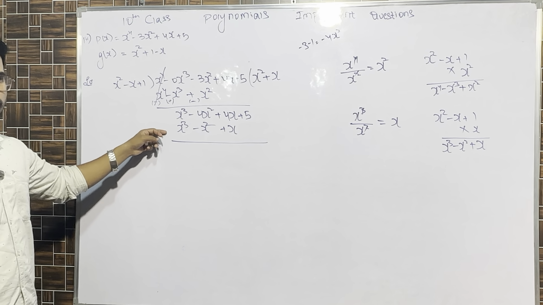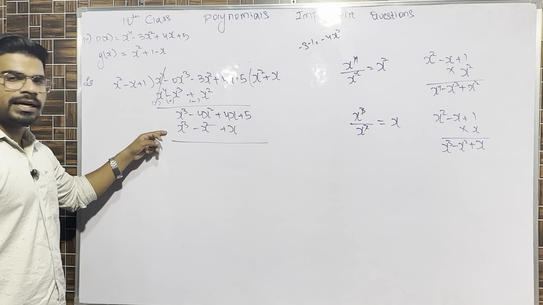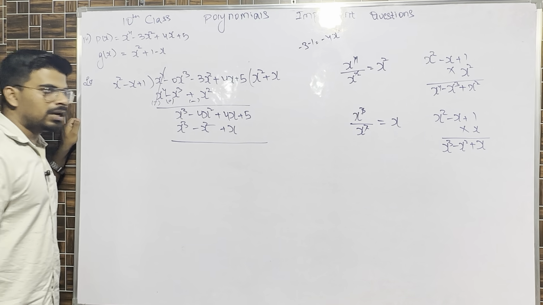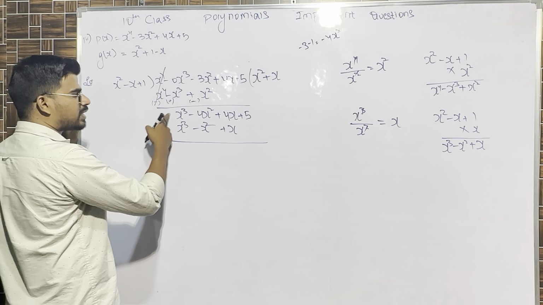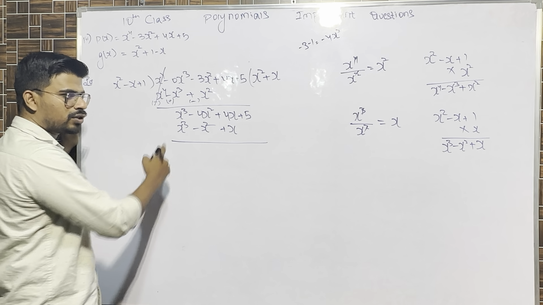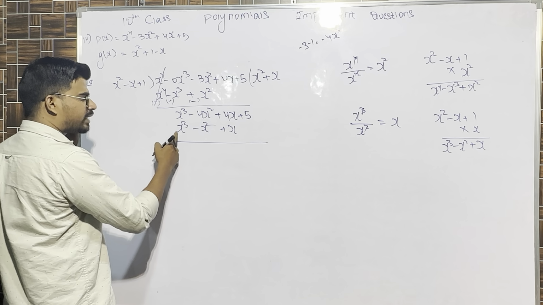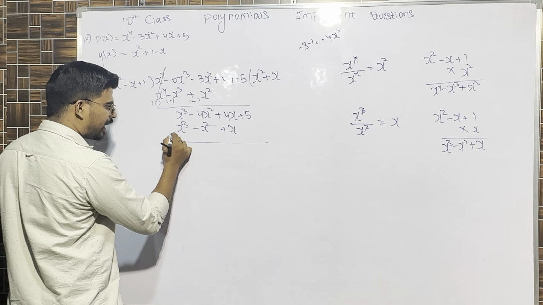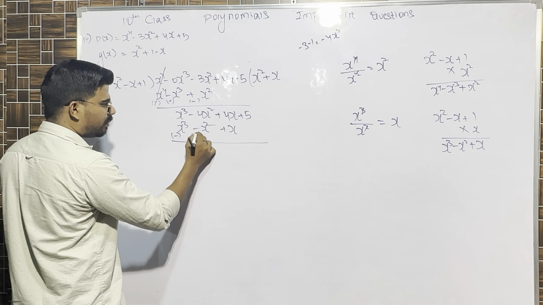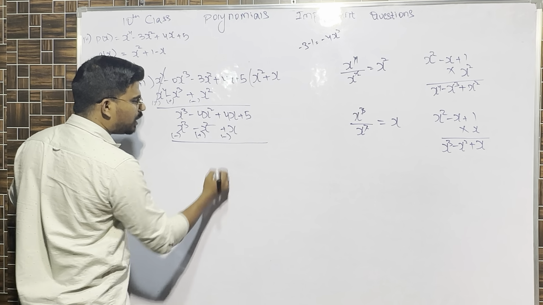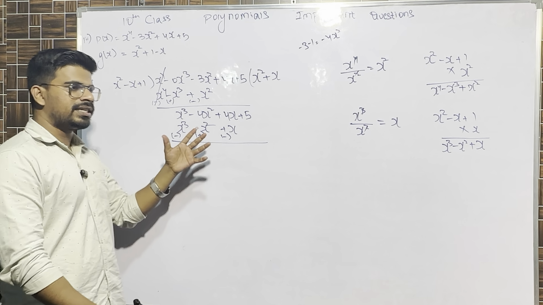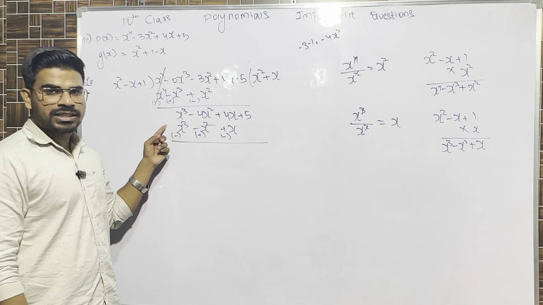Will this x cube and x cube get cancelled? Directly they won't, because this is in plus, and this is also in plus. So we have to change the signs. We cannot change the signs of this equation. We'll change the signs of the second equation. The x cube here is plus, I'll write minus. This is minus, it will become plus. This is plus, it will become minus.